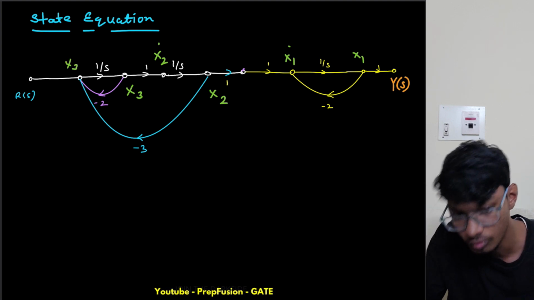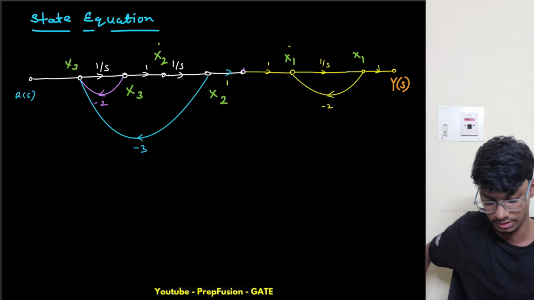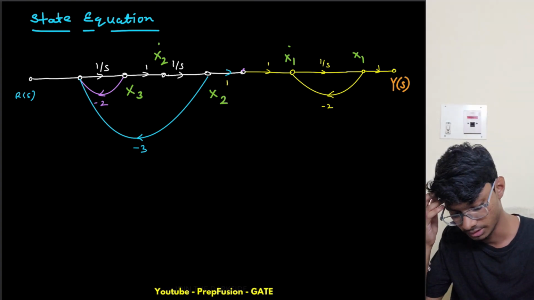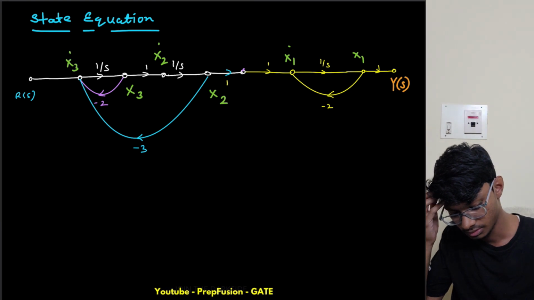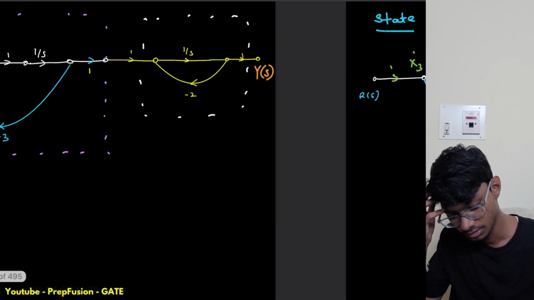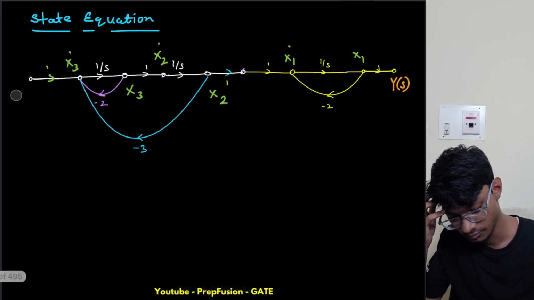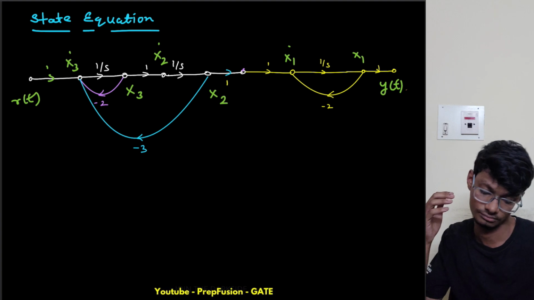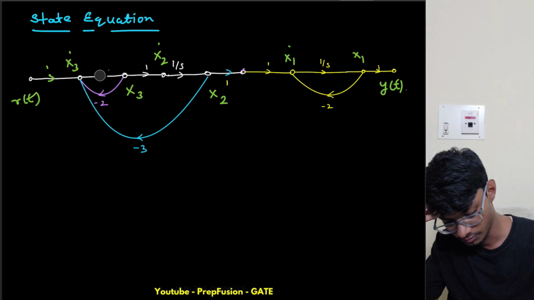Whenever there are two back-to-back integrators, what you can do is simply connect them with a gain of 1. If you get confused, you can do that. This is x3 dot, and this is 1 again, so this was 1 only. I didn't write 1 here, but it is 1 only. So this becomes r of t and this becomes y of t, and we have to remove 1 by s.